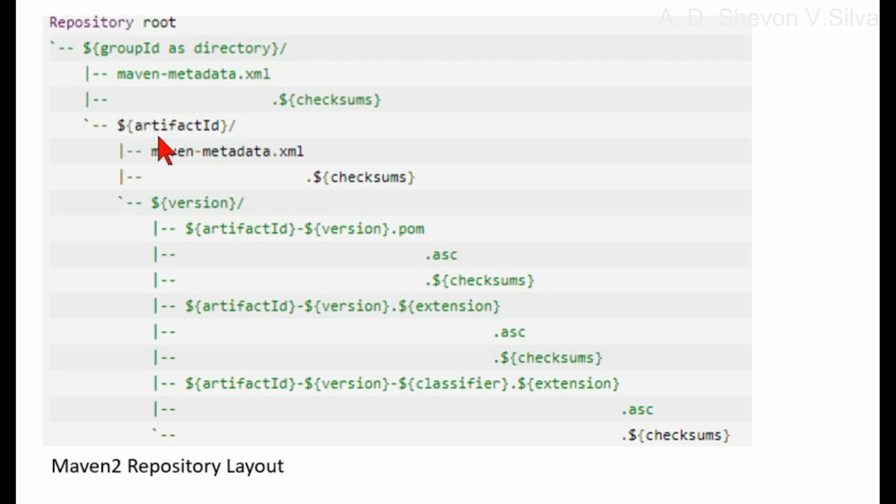Here, $ sign after artifact ID is the artifact ID. The version is the version, with some additional possibilities on a snapshot. Extension is the file extension, for example zip or tar.gz.